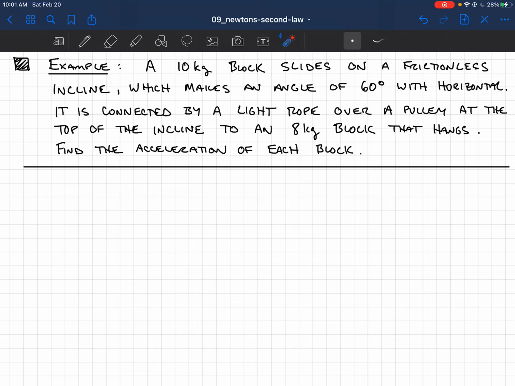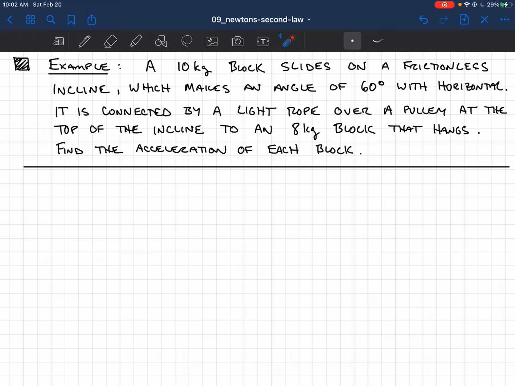This is just a little extra part to the Newton's second law video. As promised, I'm going to do one more example. It's a two-object example that includes some of the things that we've done in the previous examples. Okay, so we have a 10-kilogram block sliding on a frictionless incline.